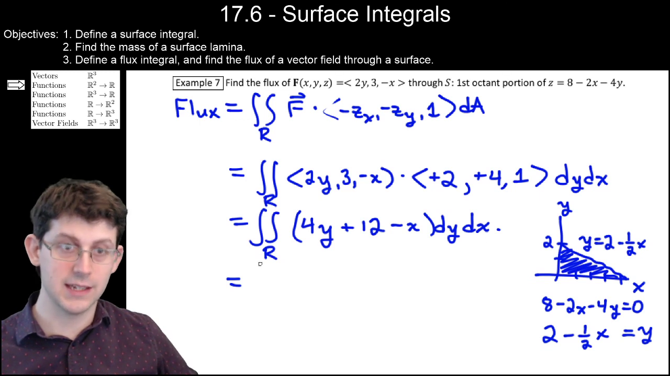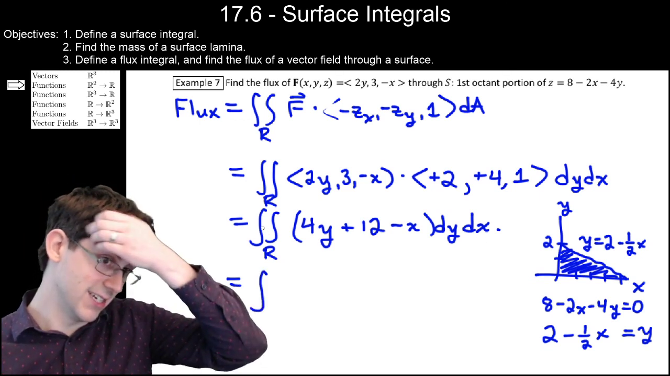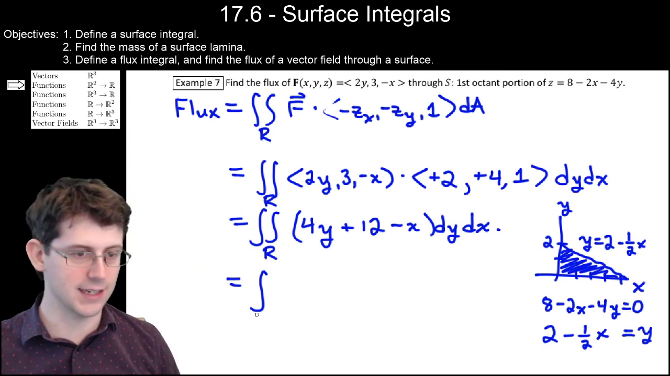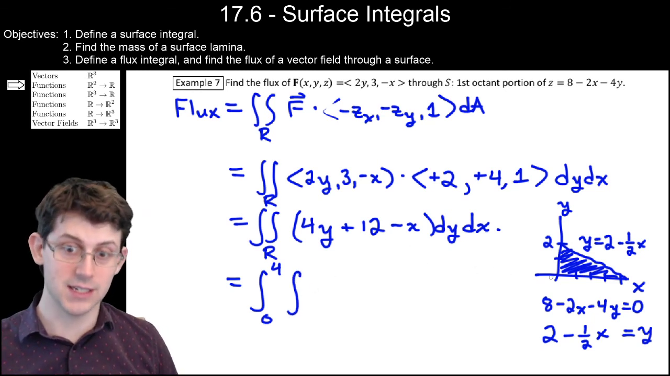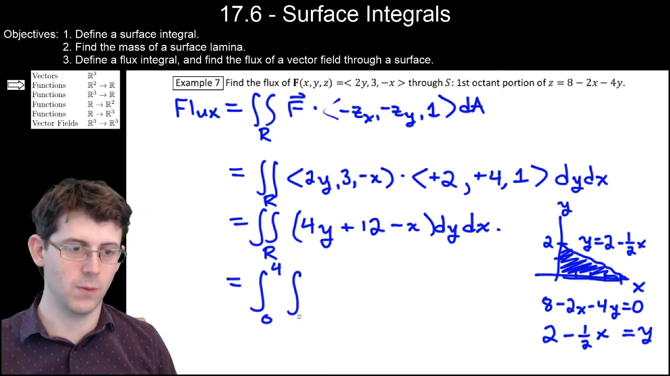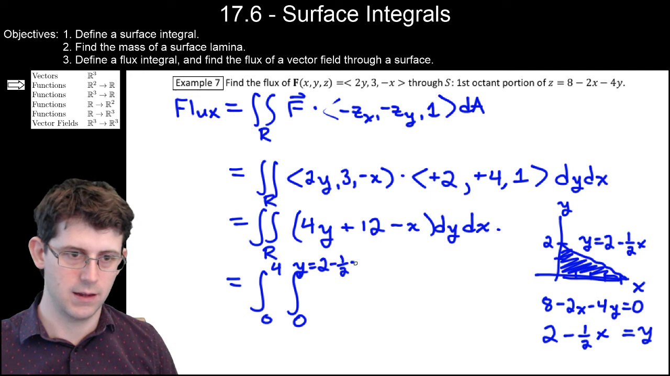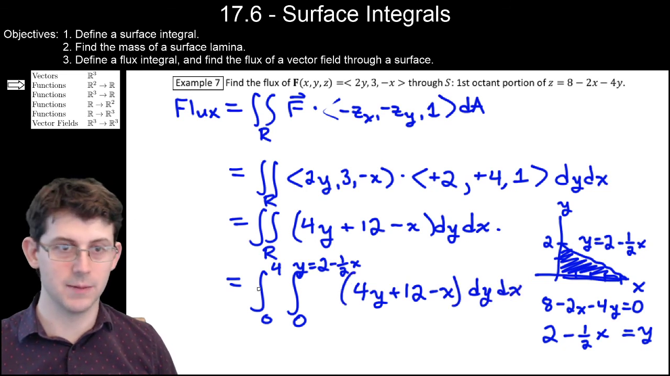The x bounds on the outside are just scalars, just numbers, because the outer integral should be just numbers. Here x goes from 0 to 4. The y bounds can be functions in terms of x. It's the bottom function, y equals 0, and the top function, y equals this line. Then I've got my integrand, dy dx. Then I can just do my double integral.